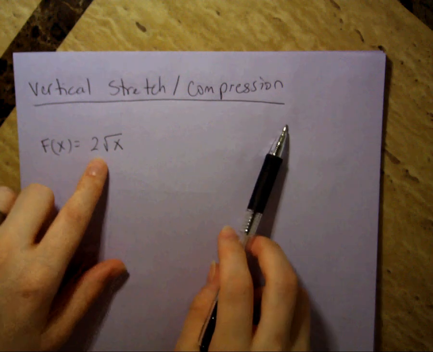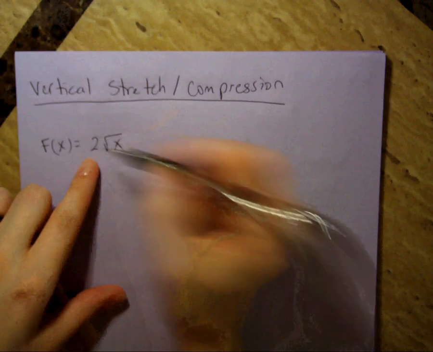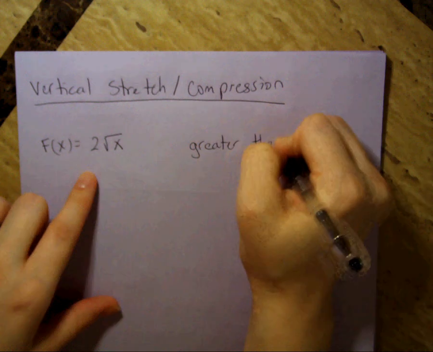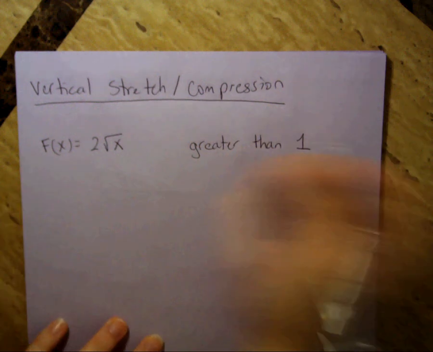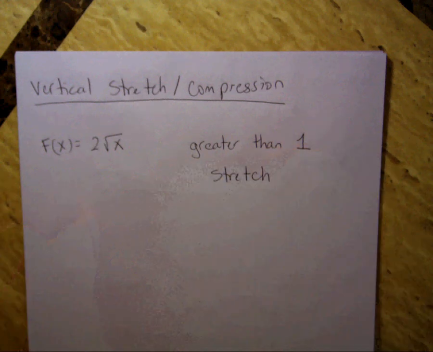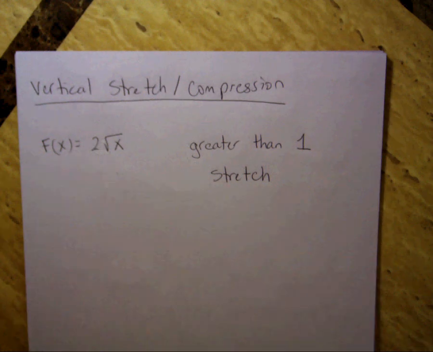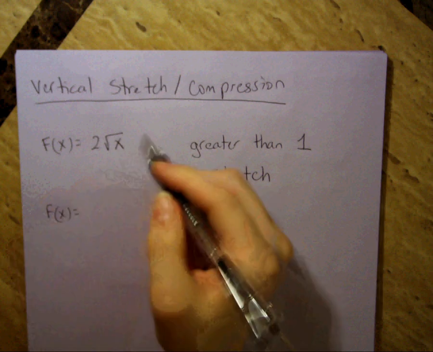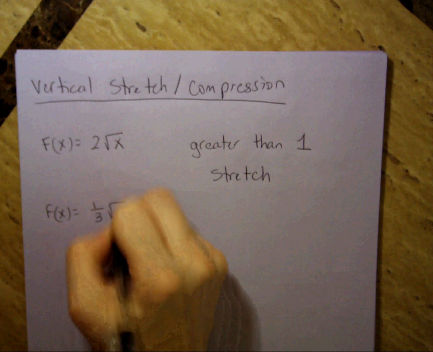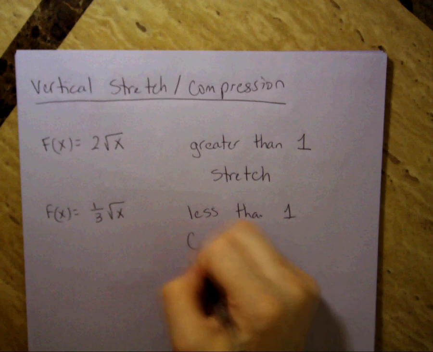And so how do we know, is this a stretch or is it a compression? If the number that's out front is greater than 1, then we have a stretch. Greater than 1 gives us a stretch. So in this case, I have 2, and so this is a vertical stretch. If the number that's in front of the square root is less than 1, so let's say I have a third, that's definitely less than 1, then we're going to have a compression. So less than 1 is a compression.